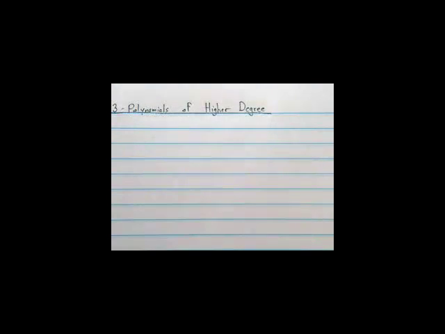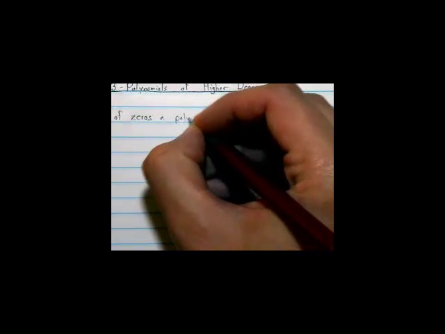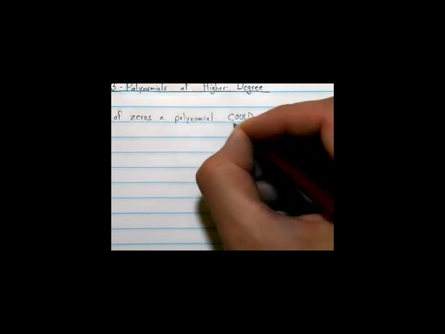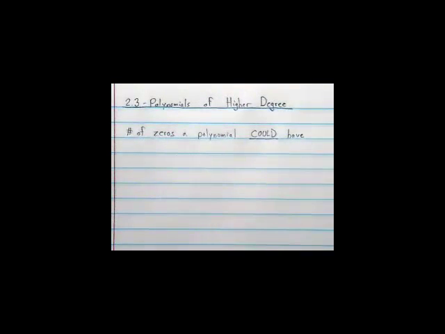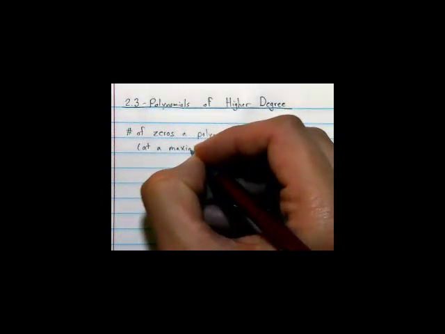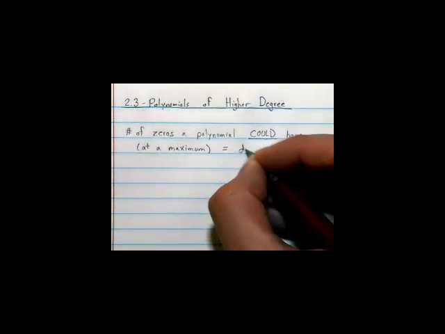Okay, guys, so polynomials of higher degree. Let's quickly go through the things that we discovered today in our investigation. First thing was the number of zeros a polynomial could have, and the important word here is could have, and that's at a maximum. So the most zeros it could have is equal to the degree.